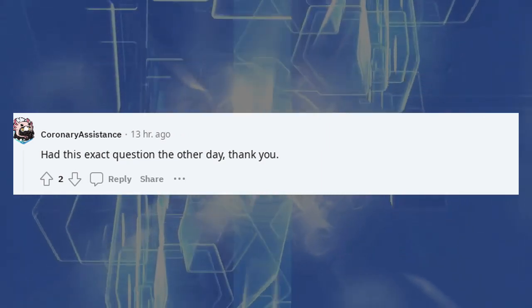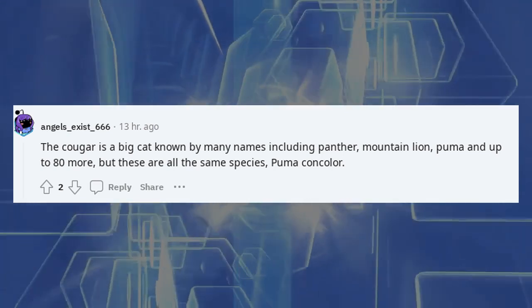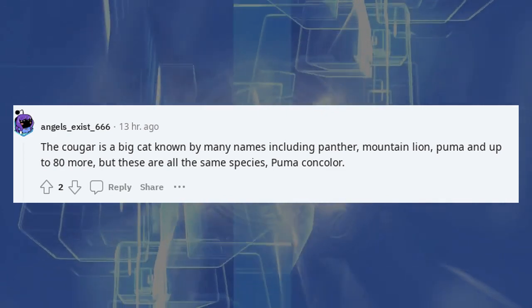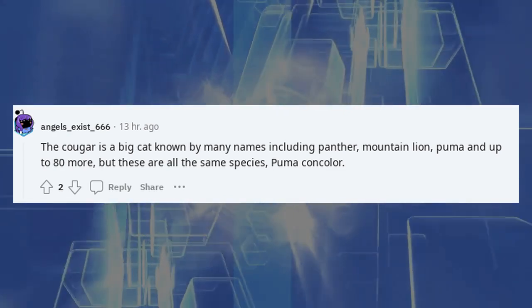Thank you. The cougar is a big cat known by many names including panther, mountain lion, puma and up to 80 more. But these are all the same species.